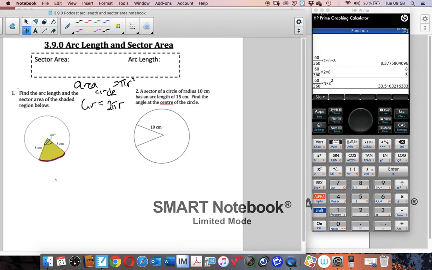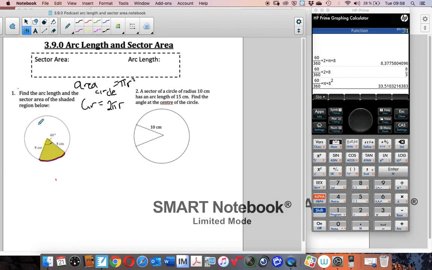The sector area is just this. It's an area which is part of a circle. And just to mention, this is a minor arc, and the unshaded would be the major arc because it's longer. This is the minor sector, and this would be the major sector. Just a bit of trivia.